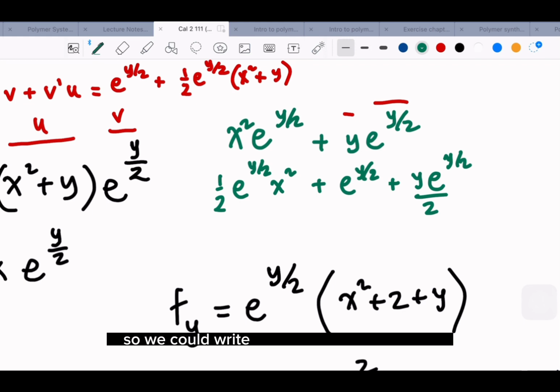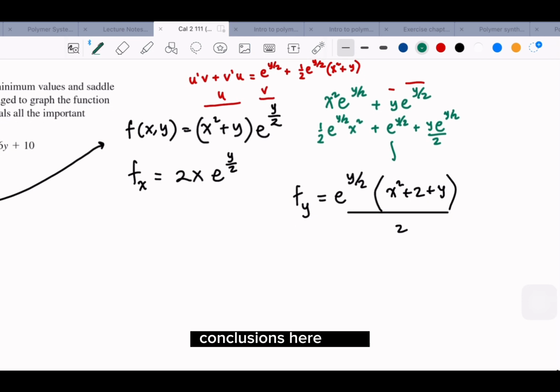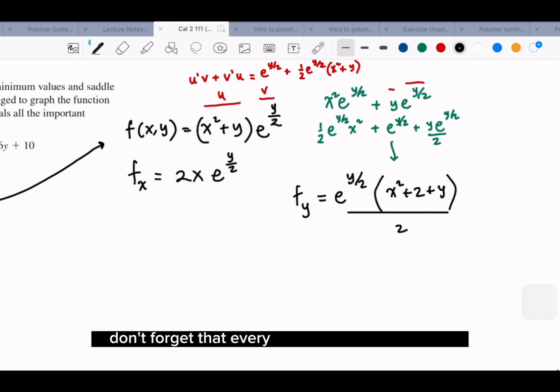So we could write down and then make this conclusions here, right? Okay, I think okay. So anyway, you could do. Don't forget that every time you have a variable, multiply with another component that has variables. You need to do a product rule, right?